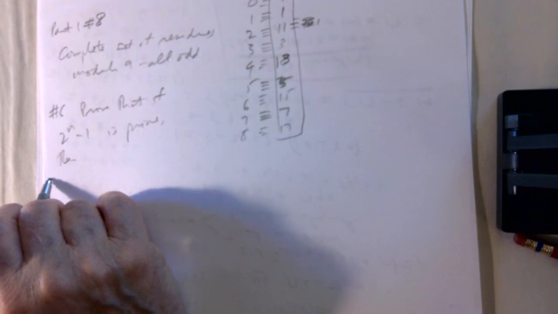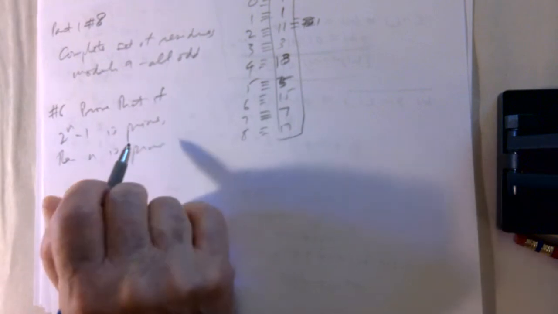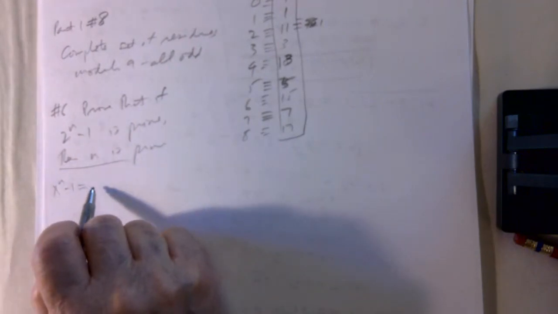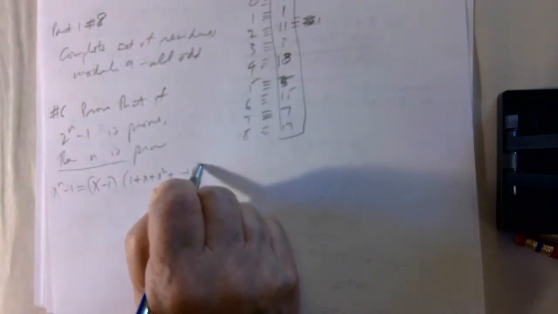prove that if a number 2 to the n minus 1 is prime, then the exponent n is prime. And there's a hint. It says, consider the factorization of x to the n minus 1. So you know you can factor this, for example, as x minus 1 times 1 plus x plus x squared up to x to the n minus 1.